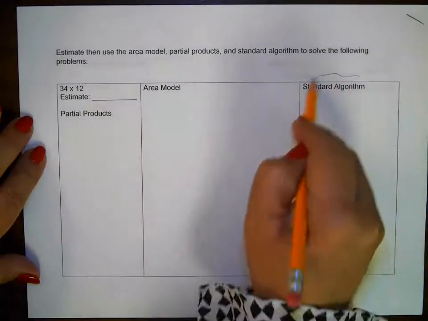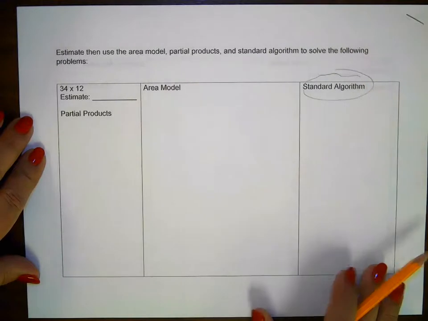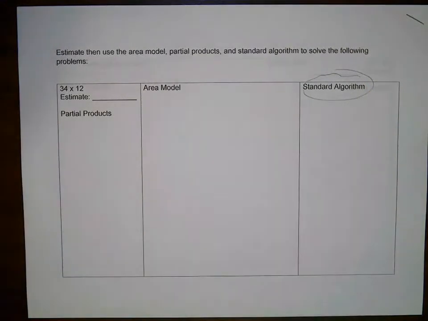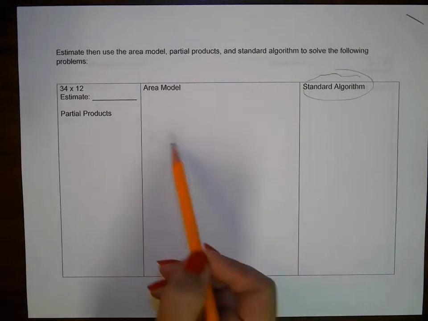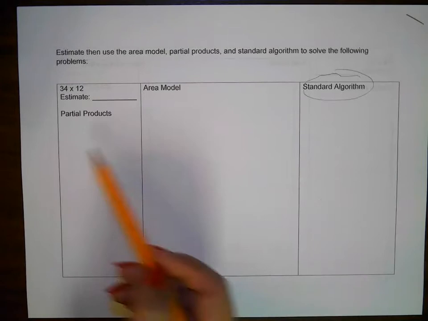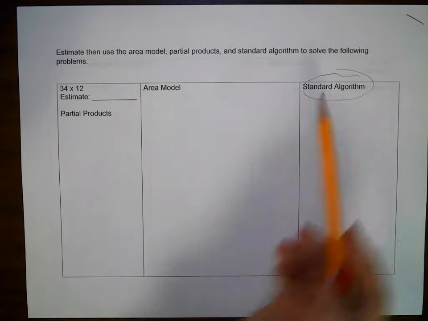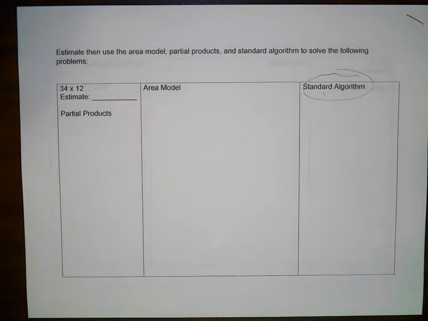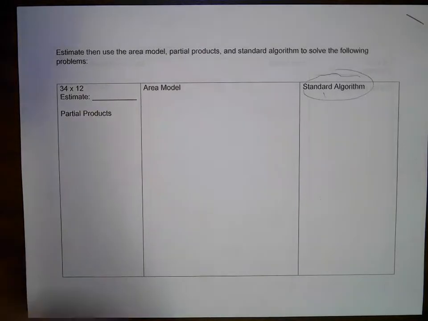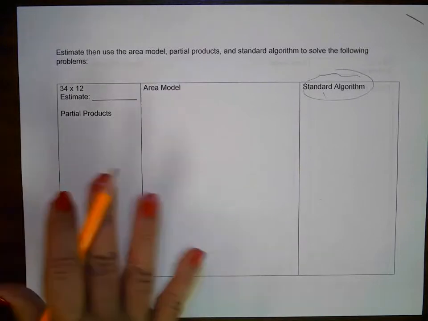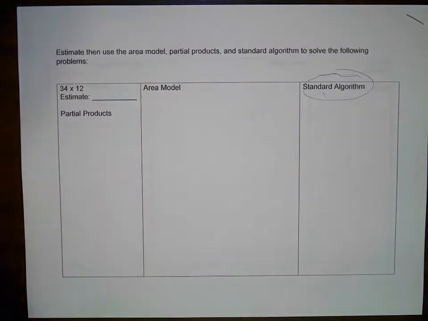Now, I'm only going to be working on this one problem here so that you can understand what we're going to be doing with the rest of them. So let's get started. When you're estimating, you have 34 times 12. I can either keep it at 34 and do 12 is closest to 10, and that's fine. I can do it that way. Or you can say 34 is closest to 30 times 10.